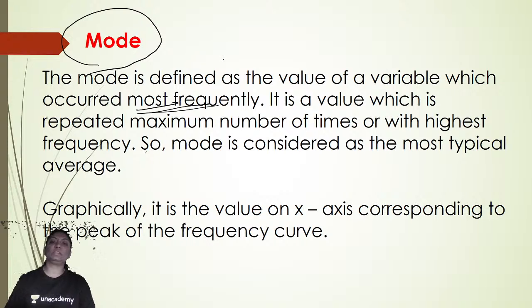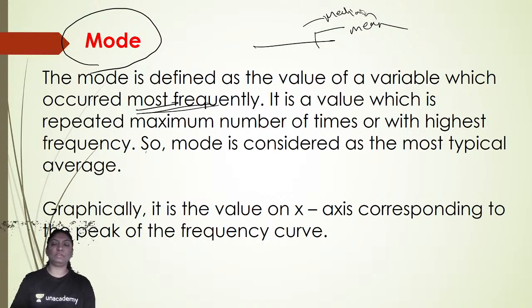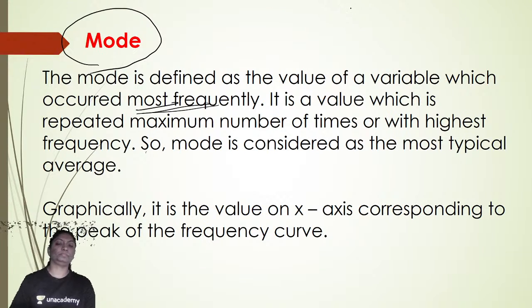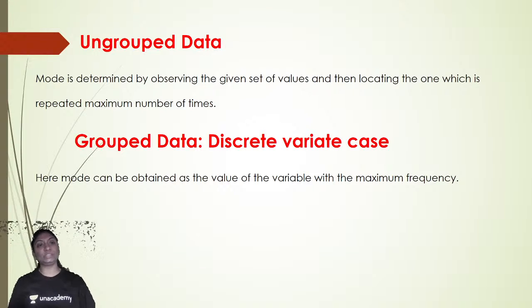Okay, meaning if this is your frequency curve, this is the value of the mode. And the median is here, the mean is here. The maximum peak value is the mode. For ungrouped data, mode is determined by observing the given set of values and then locating the one which is repeated the maximum number of times.